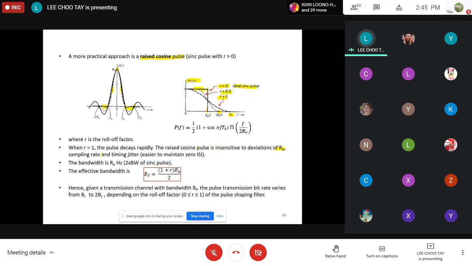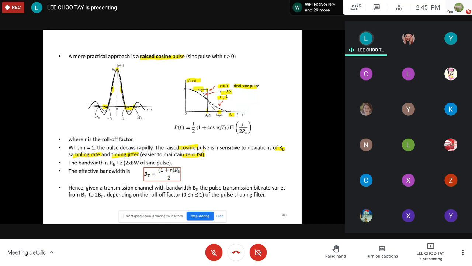Okay, and then sampling as well is also insensitive to any small deviation in your sampling rate, and also timing jitter. Timing jitter meaning you actually sample at the right time. Sometimes you can have slight jitter in your sampling pulses. Again, the raised cosine pulse is not sensitive to all this jitter. And this is important because remember our goal is to ensure we have zero inter-symbol interference.